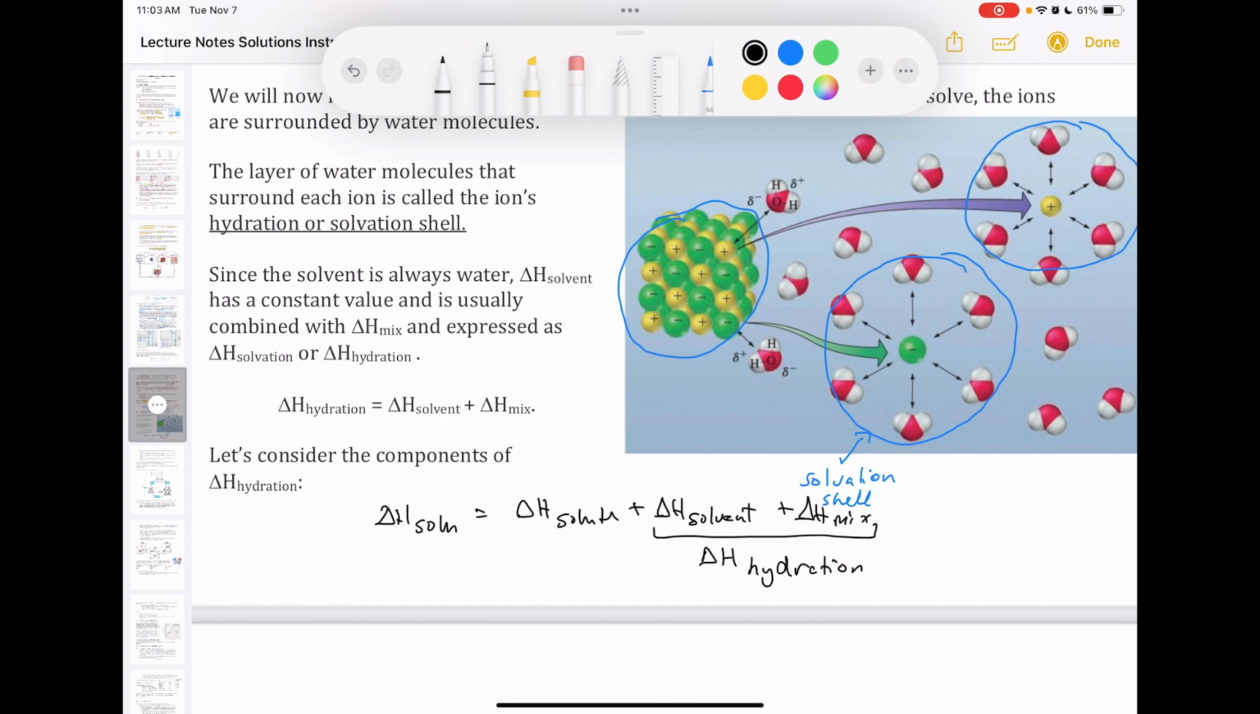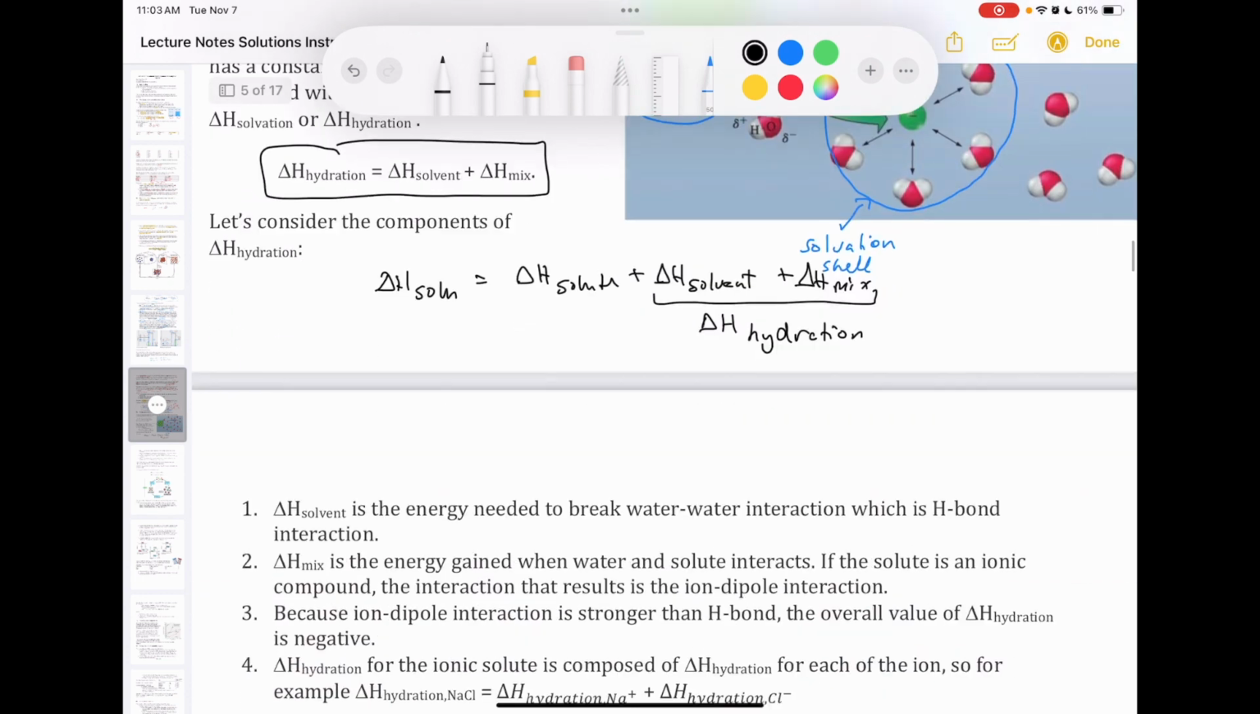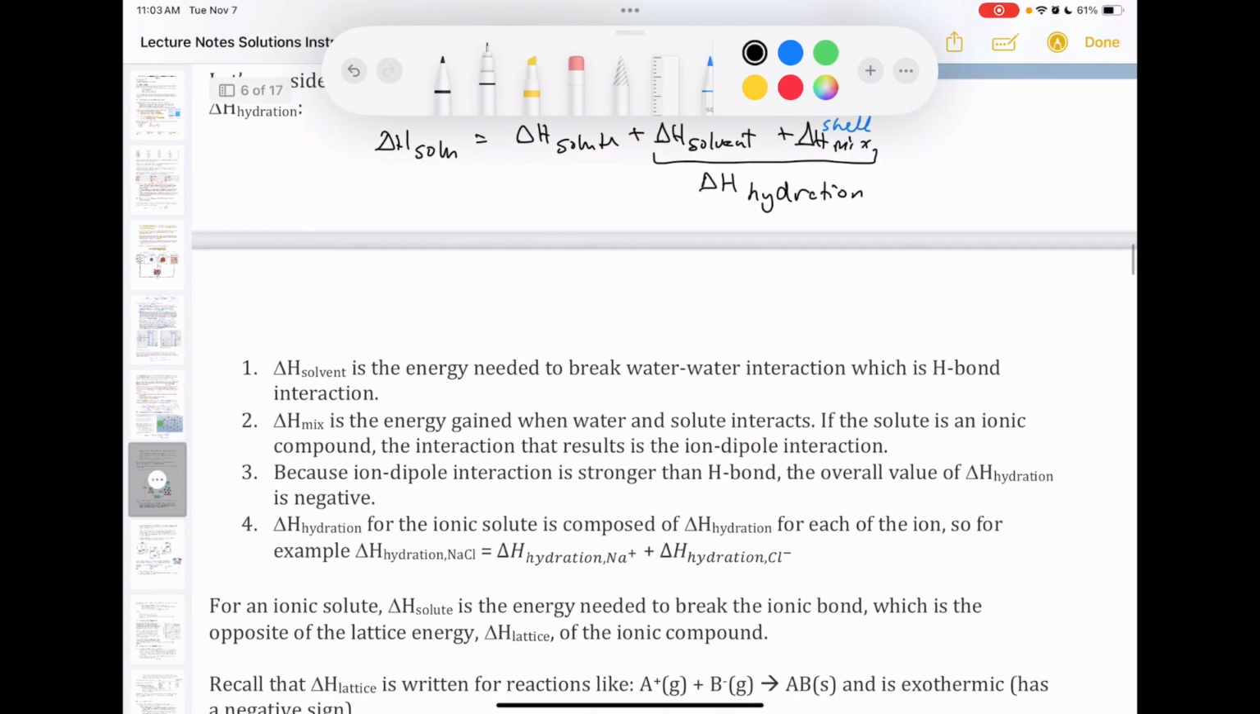It's referring to how well that specific solvent, which usually is water, can interact with the ions at the cost of breaking apart the hydrogen bonds that exist in water. Okay, so delta H of hydration is just the delta H of solvent plus delta H of mix. When you calculate delta H of hydration, there are two different components in it, right? So the delta H of solvent, as I said, is the energy needed to break the hydrogen bonds that exist in water, okay, because we're talking about water as a solvent. The delta H of mix is the energy you gain from water interacting with the ions.